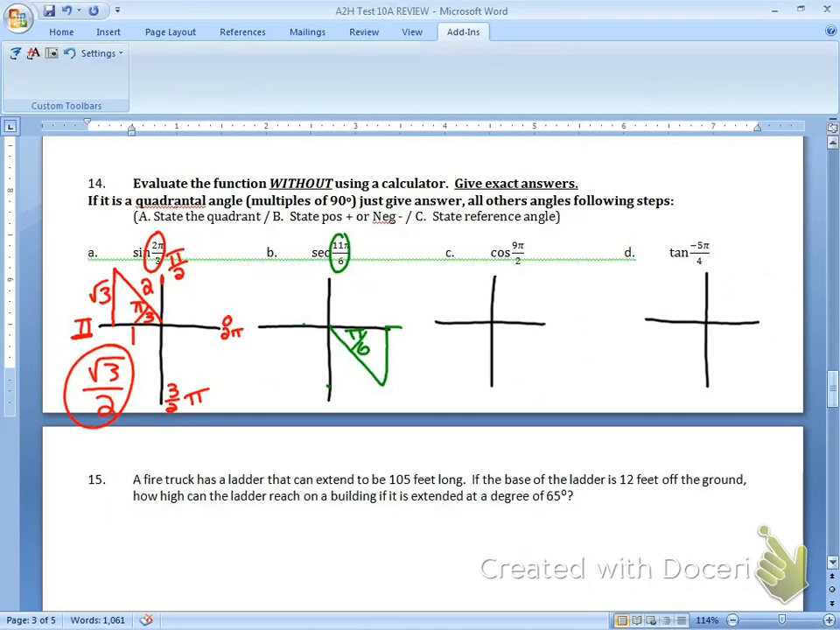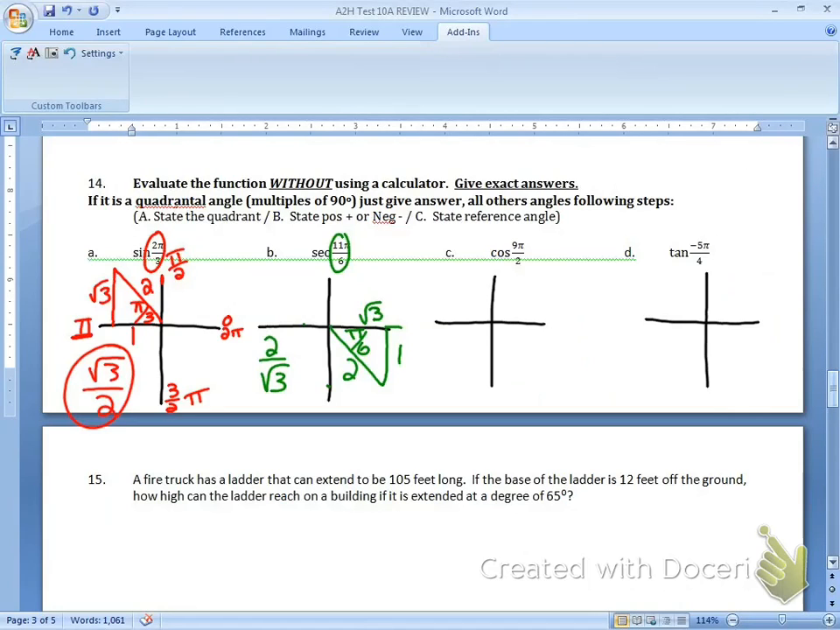Pi over 6 is the same thing as 30 degrees. Again, one of those you should automatically know. So across from that is the 1, and then we have root 3, and then 2. We want the secant. Secant is the reciprocal of cosine. The cosine would be root 3 over 2. We want the reciprocal of that, so it's going to be 2 over root 3.